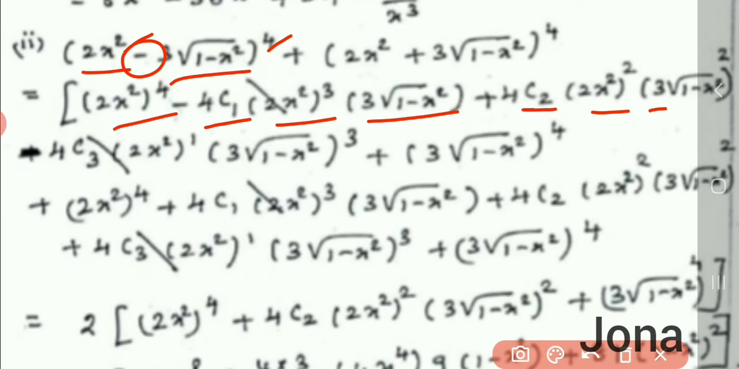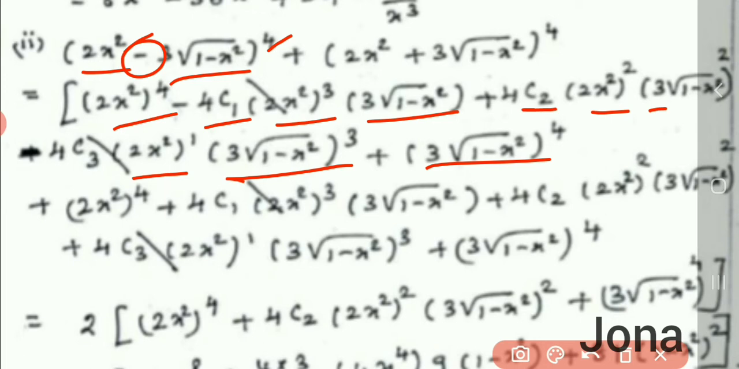minus 4C3 into (2x²)¹ into (3√(1 − x²))³ plus (3√(1 − x²))⁴. So if you want to know one thing there, the order of x is in decreasing order, the order of a is in ascending order. Okay, and then plus here, the next term is there.